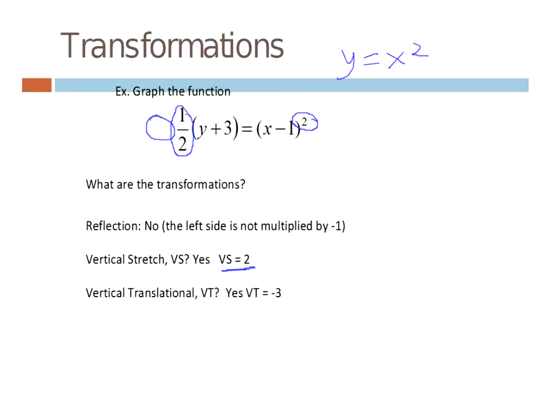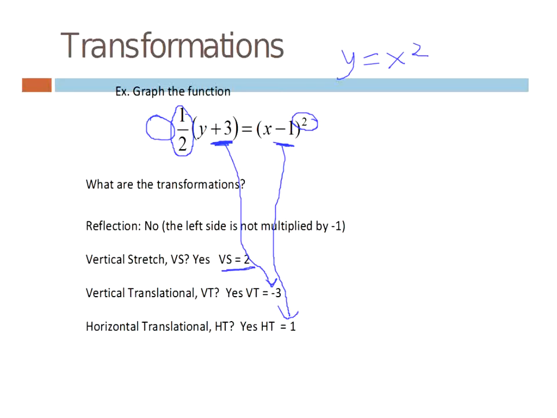Then I look for a vertical translation, and I see that there is one here. It's a plus 3 in the equation. That shows up on the graph as a minus 3. And the same thing for our horizontal translation. We have a horizontal translation of minus 1. Or sorry, a horizontal translation of 1, because in the equation it shows up as a minus 1. And here it'll be a plus 1.